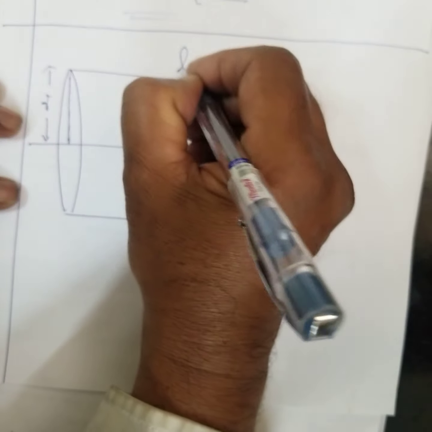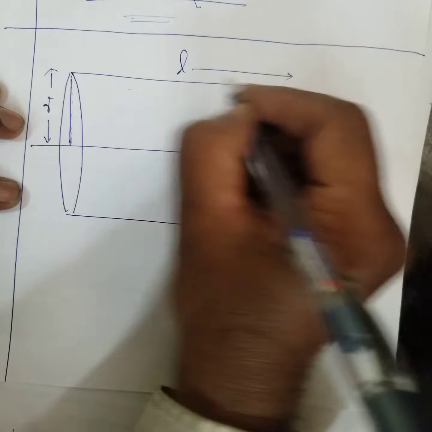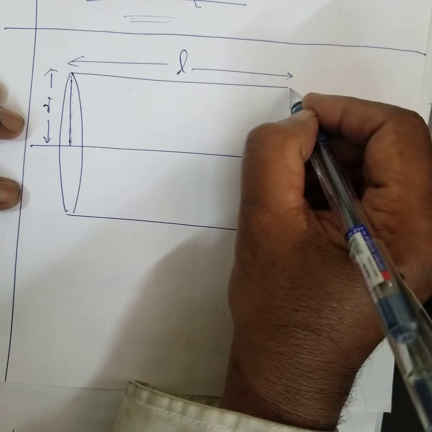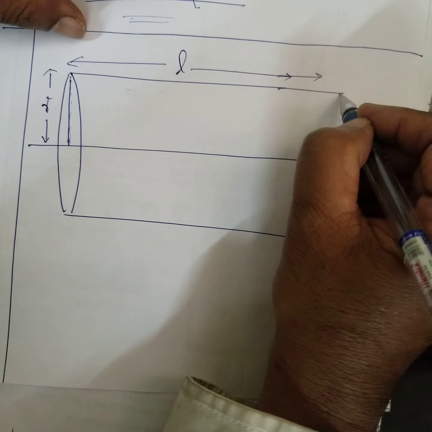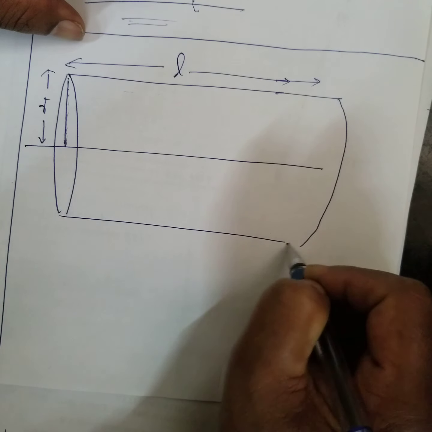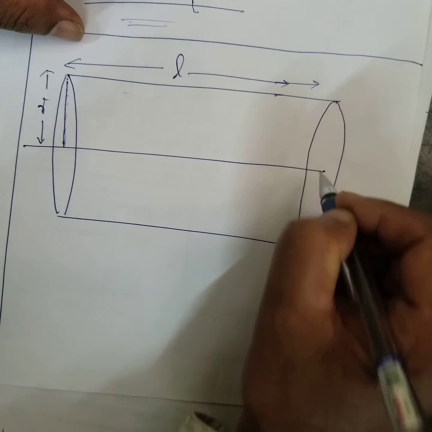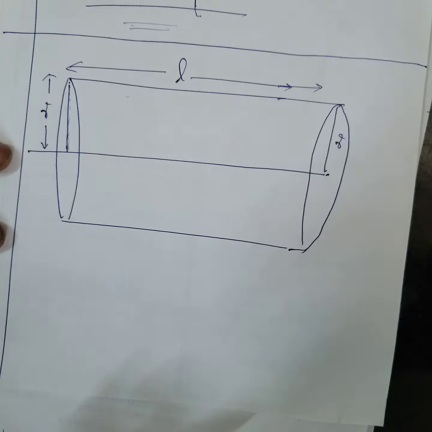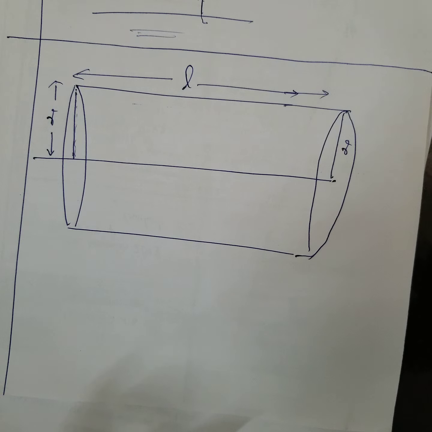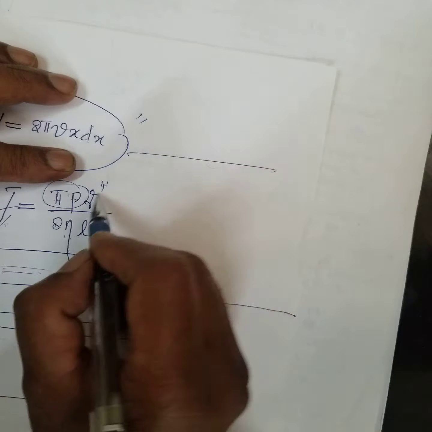Liquid is flowing through this narrow tube, and L is the length. I'm writing L is the length of the tube, right? Now here liquid is flowing, is it not? See, liquid is flowing through the tube.